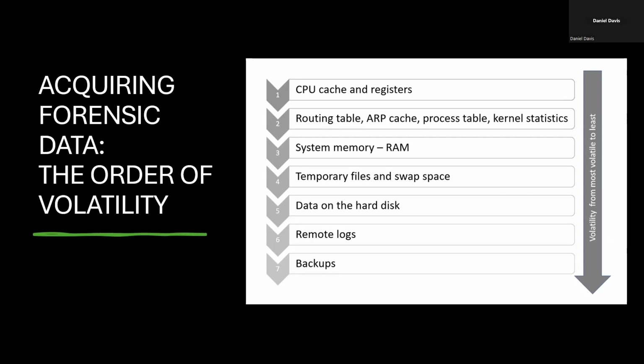Up first, CPU cache and registers. Highly volatile and rarely captured due to continuous change. Next, we have ephemeral data. This can include things like process tables, kernel stats, ARP caches, etc.